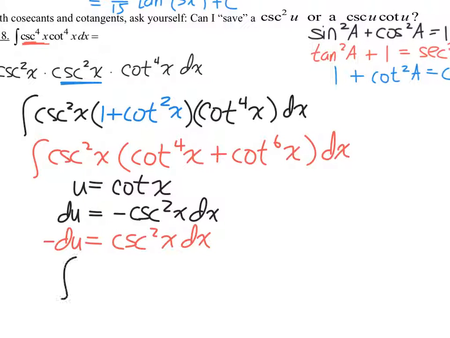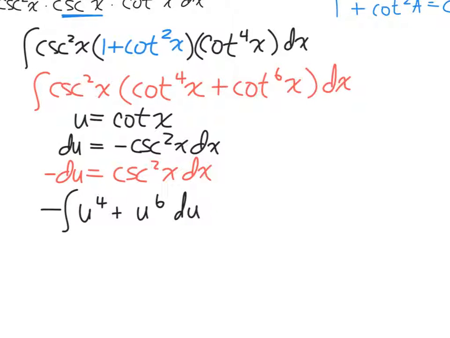So we'll be looking at, we'll have a negative, a du, and instead of cotangent to the fourth plus cotangent to the sixth, it'll just be u to the fourth plus u to the sixth. Now my du's a little too far away, so let me bring that in.